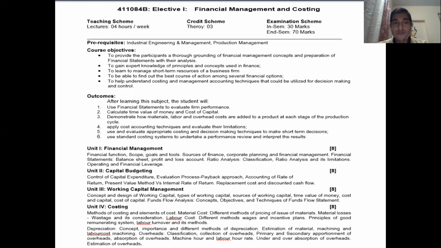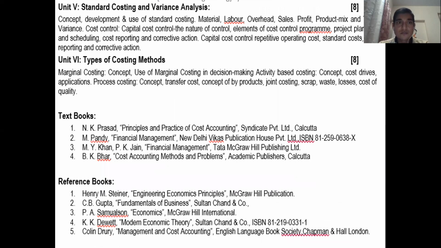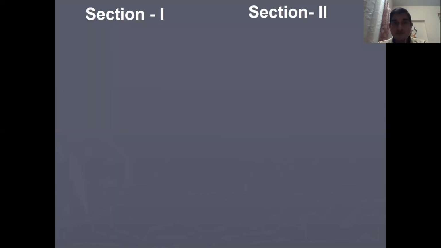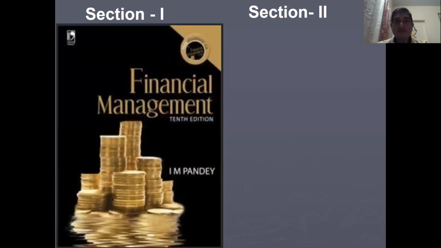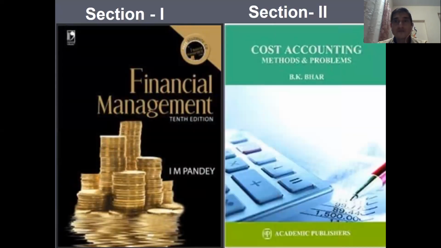Section 2 covers the costing part. Then the next one is standard costing and variance analysis, and the last one is on types of costing methods. Okay, so what are the books which we are going to refer? For Section 1 we will be referring to Financial Management and Costing by I. Pandey. In Section 2 we are going to use Cost Accounting Methods and Problems by B.K. Bhar.